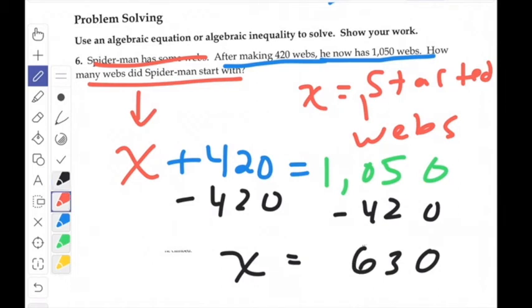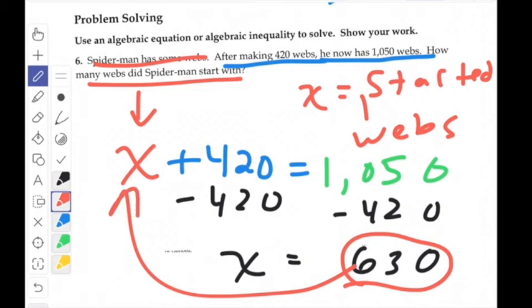Now I want you to check this by taking your 630, putting it back in, substituting it into X, and see if it works out. Now you also need to label. So it's going to be Spider-Man started with 630 webs.